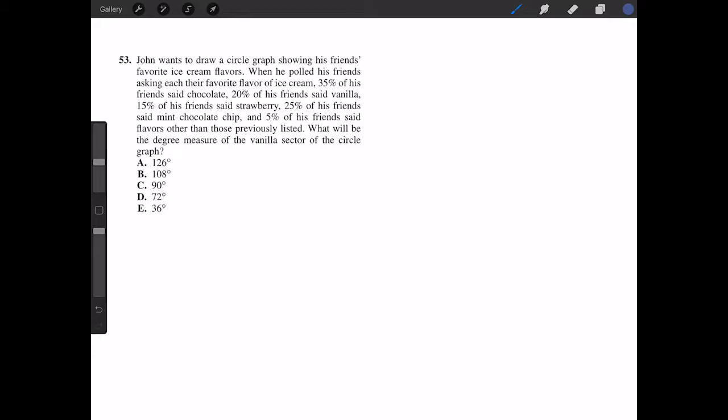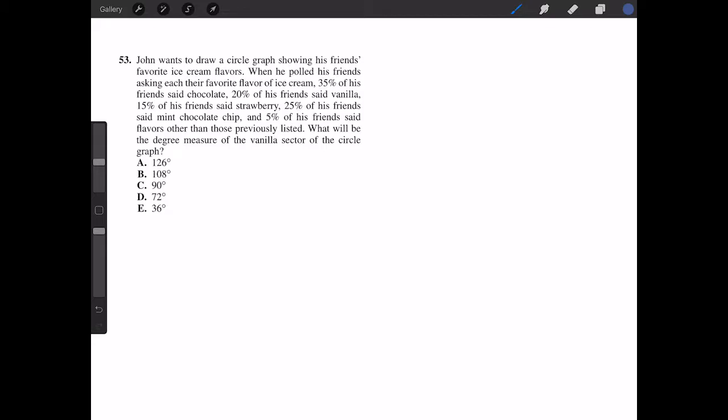Problem 53. John wants to draw a circle graph showing his friends' favorite ice cream flavors. When he polled his friends, asking each their favorite flavor of ice cream, 35% of the friends said chocolate, 20% said vanilla, 15% said strawberry, 25% said mint chocolate chip, and 5% said flavors other than those previously listed. What will be the degree measure of the vanilla sector of the circle graph?